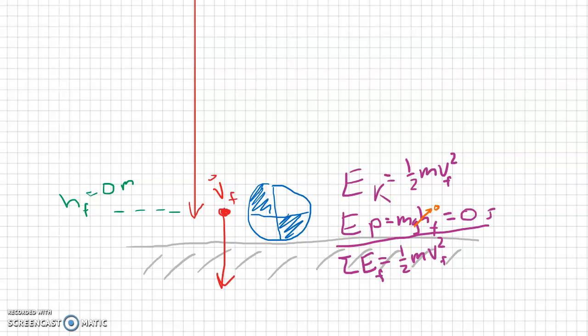Now, let's take a look at a strategy on how we might solve this. Our goal in the end is to find, in fact, I think it just says speed, so we're really looking for the magnitude of this. So this is the goal of our problem.